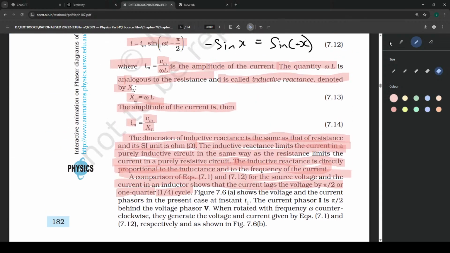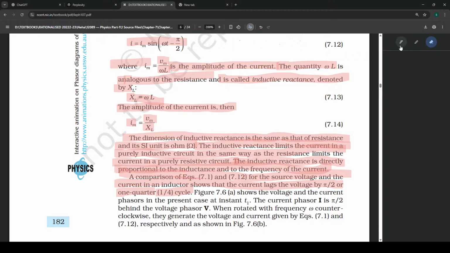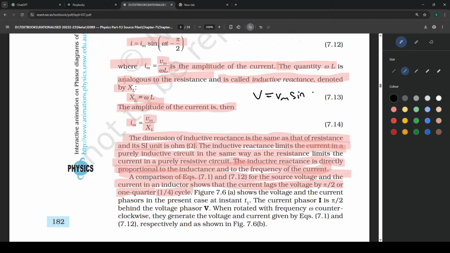Okay, let's compare the equations here. Two equations they gave. Basically, we know the potential EMF value, V is equal to Vm sine omega t. This is from the start of the chapter. This is the same for a resistive circuit, inductive circuit, even for the capacitive circuit. This is the potential difference, potential at an instant of time, for an AC source.